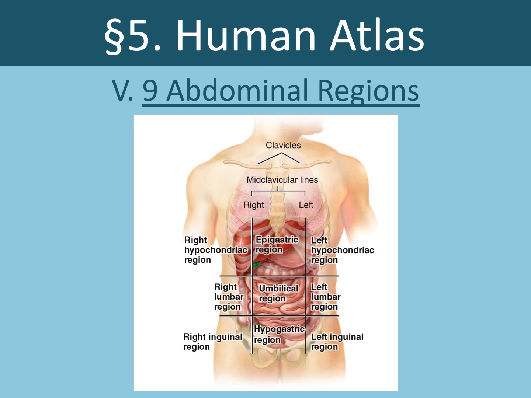Above and below the umbilical region is the epigastric, and below the hypogastric regions. Epi means above, so that region's above the umbilical, and hypo means below, so that's below the umbilical region. To the right and left of the umbilical region are the right and left lumbar regions. Below the right and left lumbar regions are the left and right inguinal regions, and above the lumbar regions are the right and left hypochondriac regions. Hypo means below and chondria means cartilage. This is in reference to the ribs, which sit above the hypochondriac regions.